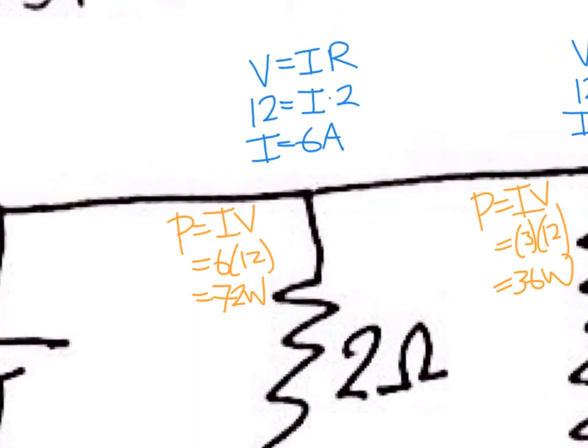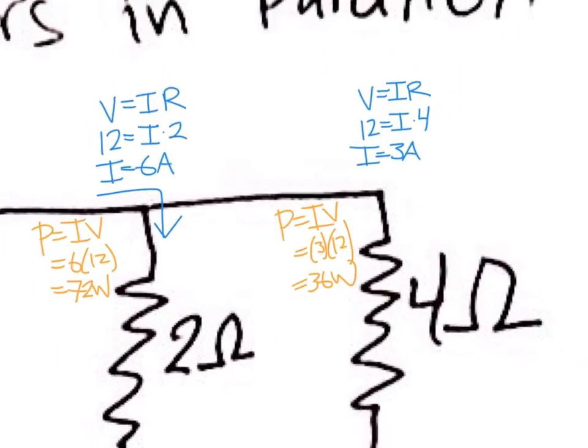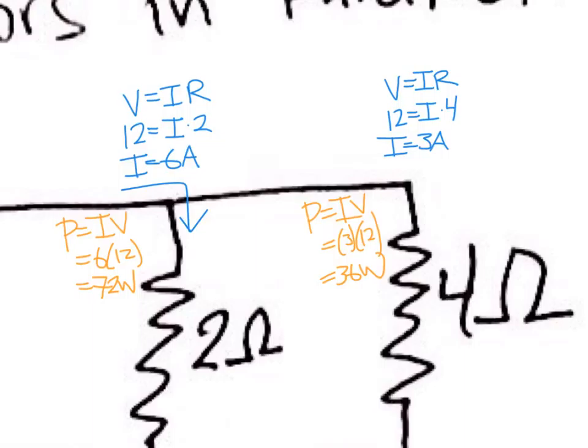For our 2 ohm resistor, the voltage is 12, the resistance is 2, and so we have 6 amps of current flowing through here. Actually, I'm going to put that in blue because it's current. Okay, and when we go to calculate the power, we know it's current times voltage. Again, the voltage is 12. Notice how it's 72 watts across this guy. Not that the resistor would be male or female, but you know.